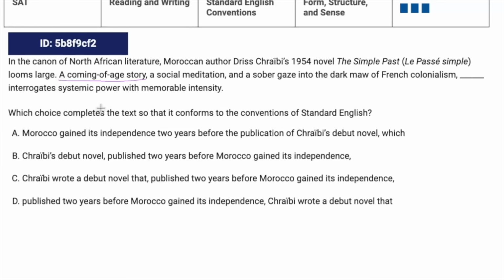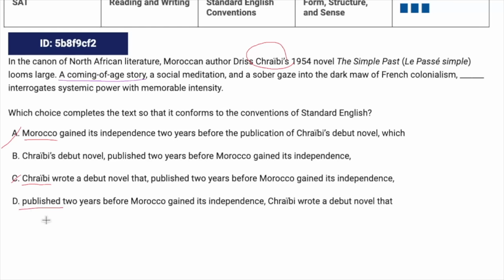So looking at choice A, Morocco is a place, not a story. So Morocco is out. Trabi's debut novel. A novel is a story, so I would keep that. Trabi, and I am certainly not pronouncing that right, we know from the first sentence is not a story. This person is the author of the story, so C would also not work.